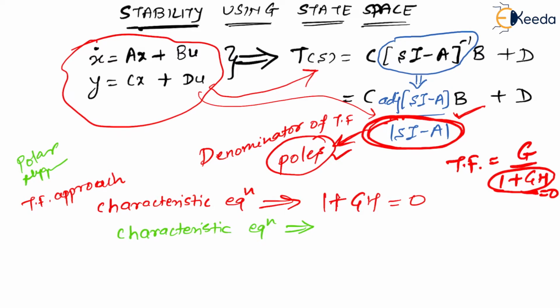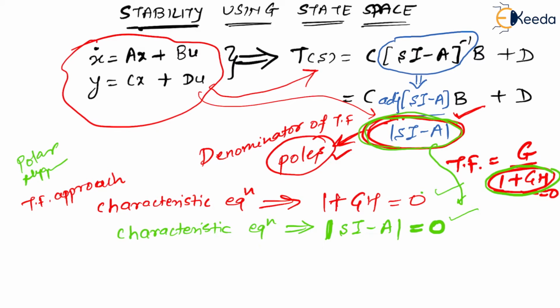So now the characteristic equation in our state space approach is going to be the determinant of (sI minus A) equal to 0. The same thing you had in the transfer function approach, now you have here. Because this used to be the denominator of the transfer function, similarly now the denominator of the transfer function is nothing but the determinant of (sI minus A). So this is the characteristic equation.